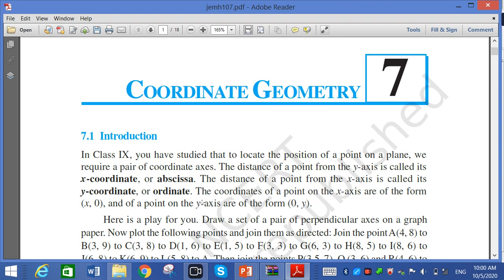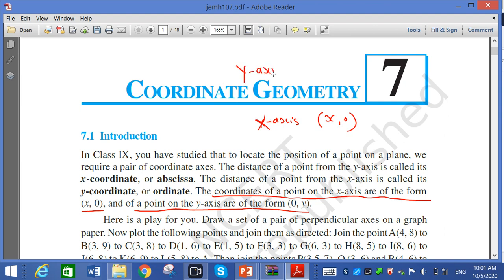The values on the axes we already studied in 9th. Coordinates of a point on the x-axis are of the form (x, 0) and of a point on the y-axis are (0, y). On the x-axis the value of y is 0, so it becomes (x, 0), and on the y-axis it becomes (0, y). We will use this in the distance formula also.